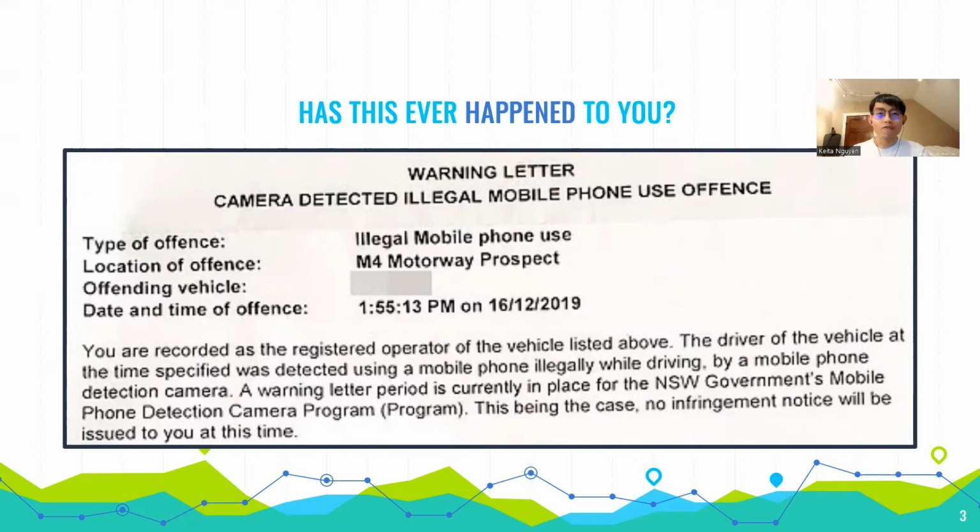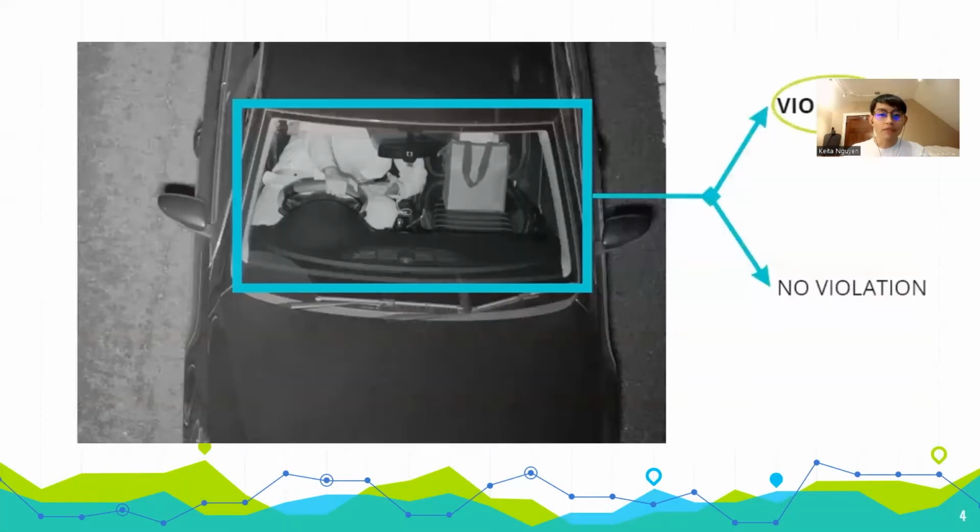However, I was so fascinated to know that there was a mounted camera on the road and it took a picture of me and it could actually determine whether or not I was using a mobile phone. That was really surprising to me. So I had to look into it. And that was what I found.